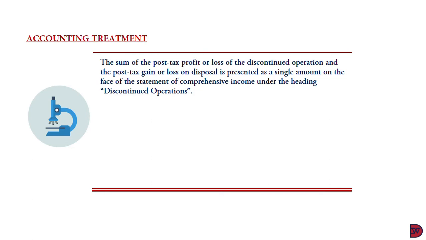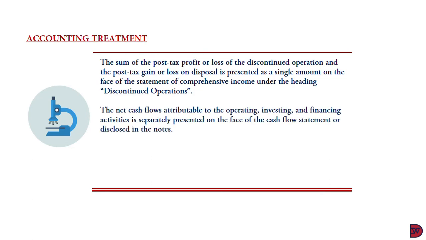This should come after the continuing operations section. Also, the net cash flows attributable to operating, investing, and financing activities is separately presented on the face of the statement of cash flow or disclosed in the notes. It's left to the discretion of the preparer.